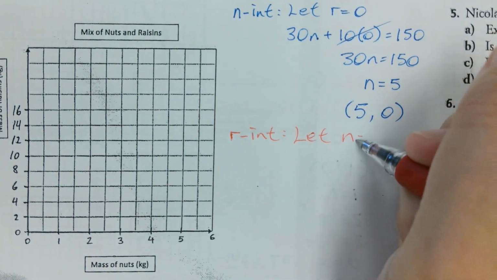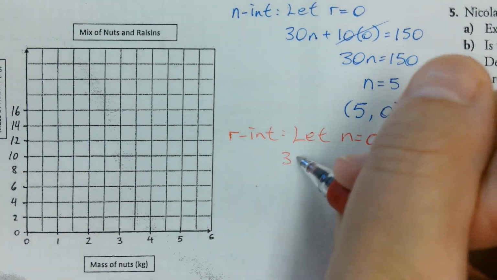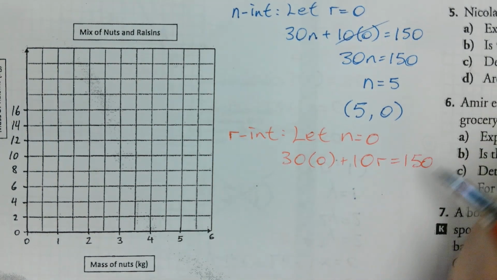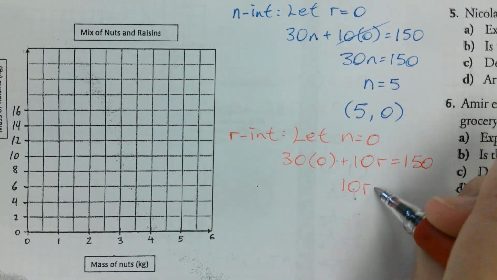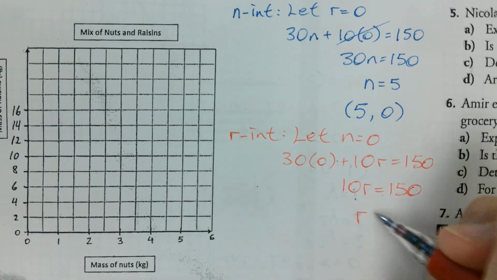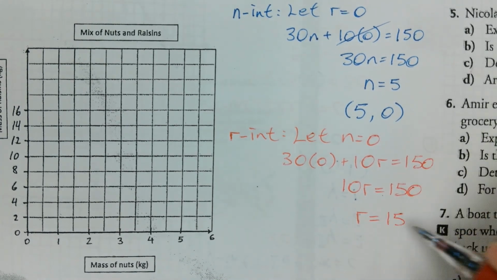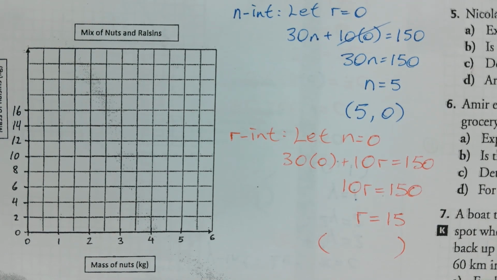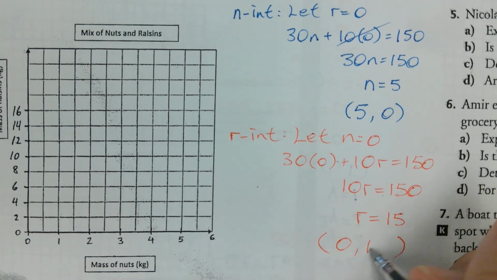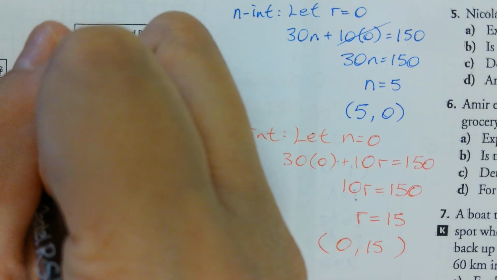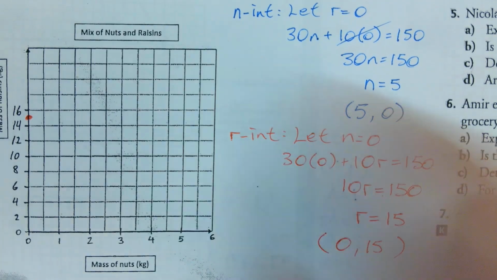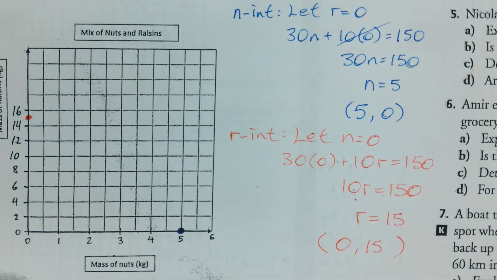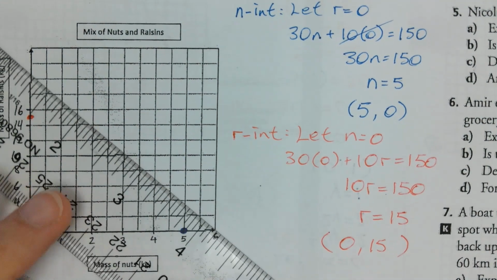Okay. So now let's find our r-intercept, aka y-intercept. That means let n equal 0. So 30 times 0 plus 10r equals 150. So 10r equals 150. R equals 15. So if I were to write this as a coordinate, this is 0, 15. And the other is 5, 0. Okay, draw that line.